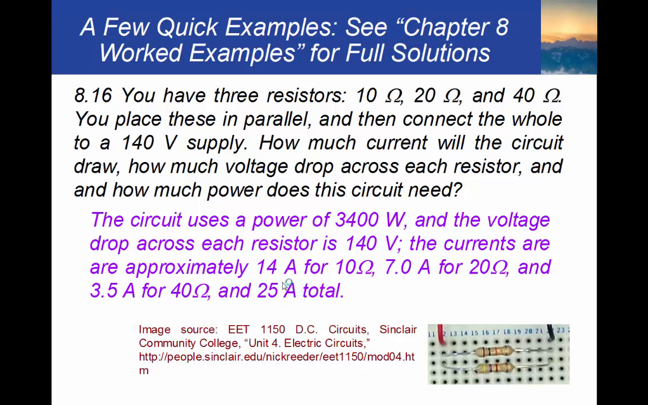Voltage drop across each is 140 volts, which translates to 14 amps, 7.0 amps, and 3.5 amps respectively, and a total of 25 amps being drawn. These are using significant figures, so this plus this adds up to the 24.5, which is what we need it to do, and of course you have to round that to 25 for two significant figures.